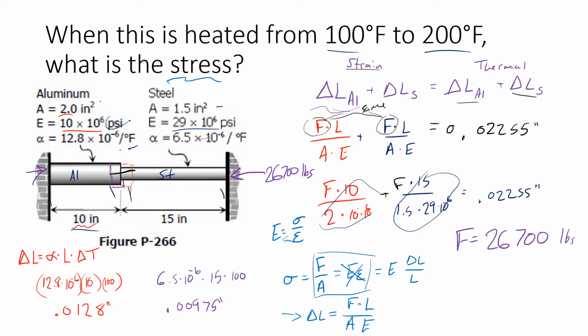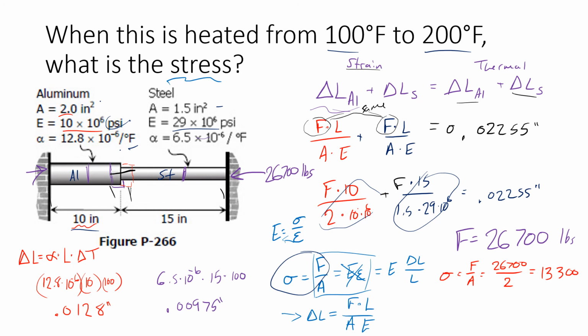Now, it wanted to know the stresses. The stresses are going to be different for each one. Aluminum will have a stress and steel will have a stress. Why are they different? Because remember your formula for stress. Let's go with aluminum here. Stress is equal to force over area. The force is 26,700. The area for aluminum is 2. So the stress on the aluminum is going to be about 13,300.